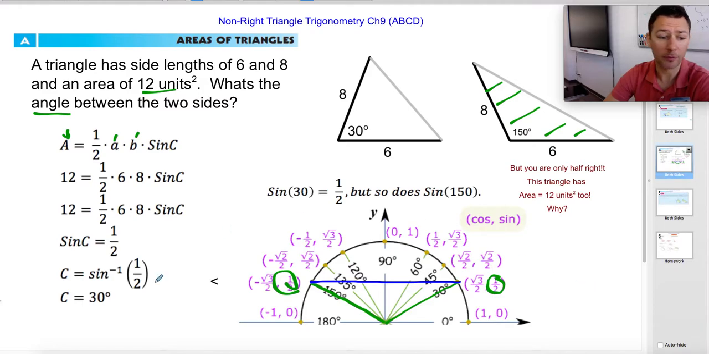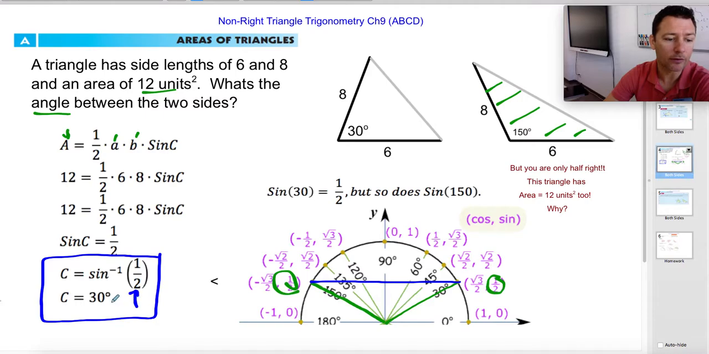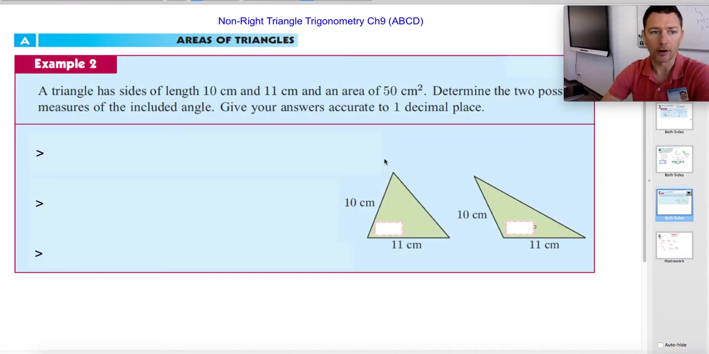All right, so you have to be careful about that. When you're at this step, going from here to here, depending on the parameters, there are various angles that work for it. So just think about the unit circle and make sure you found all the pieces. All right, let's take that idea and try it out here. We've got a length and an area. Determine the two possible angles. They were nice and told you that there's two possible.